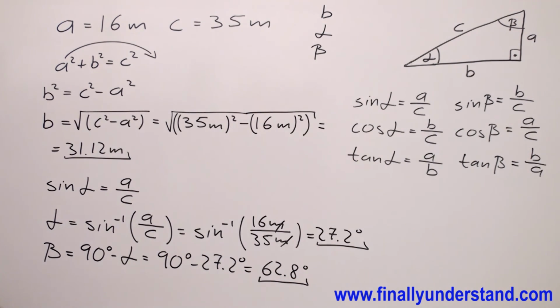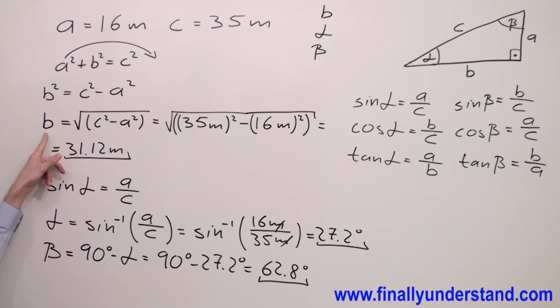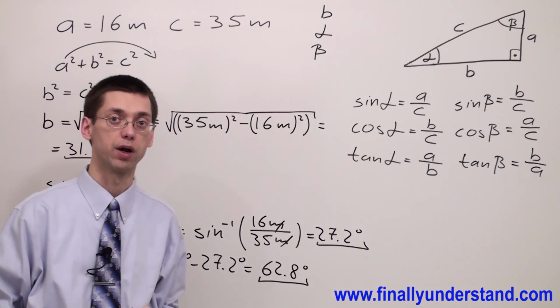Okay, so we have the lengths of the three sides of the triangle, and we found angle alpha and angle beta, so we can say that the problem is solved.